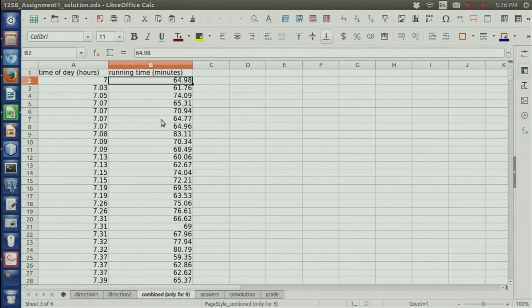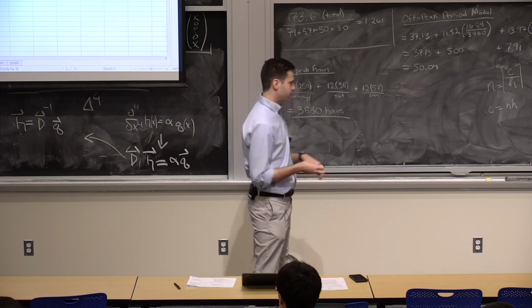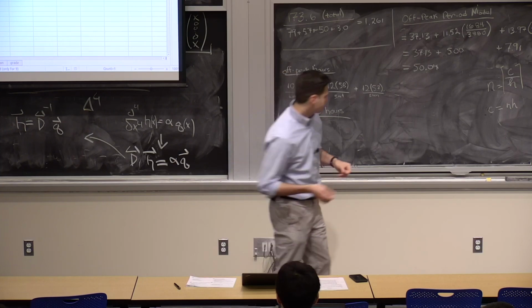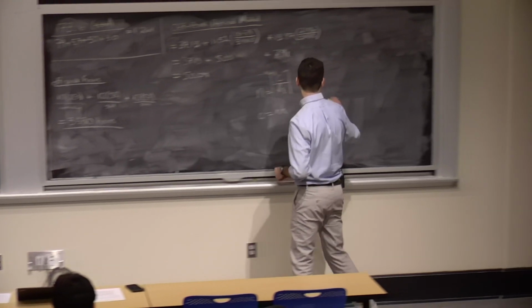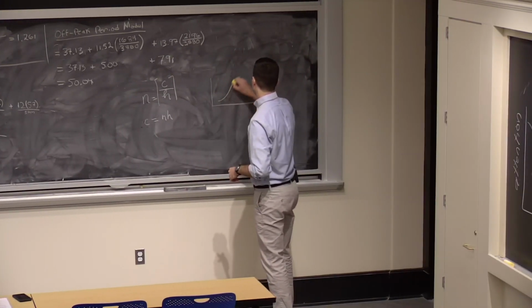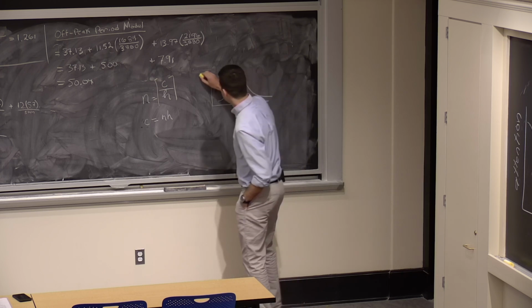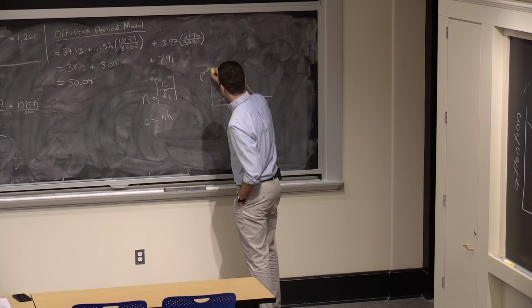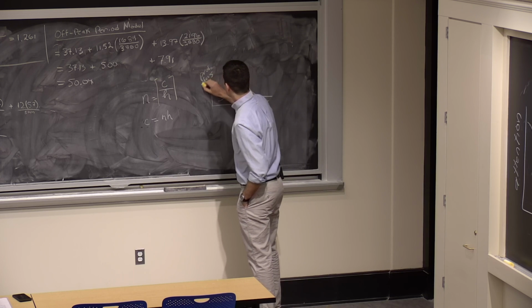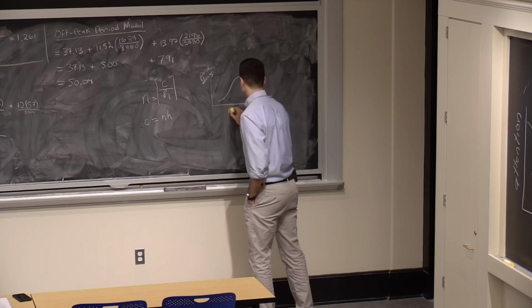What we want to do then is, from all these observations, you can think of this as a probability distribution. So we have some distribution of running time. This is probability density, and this is running time.